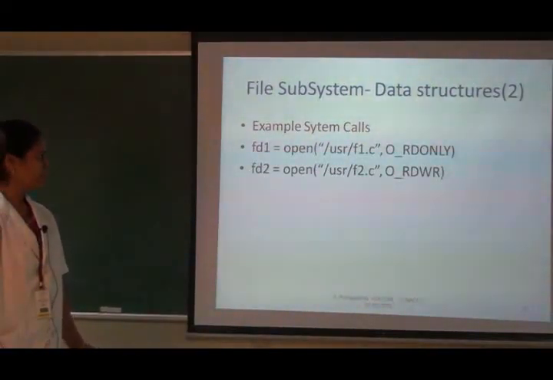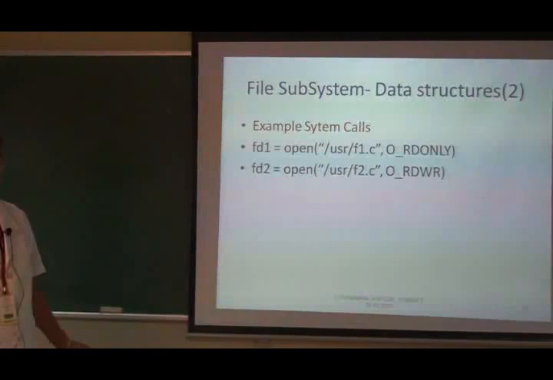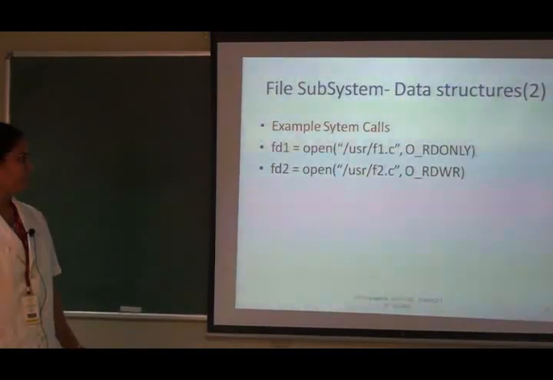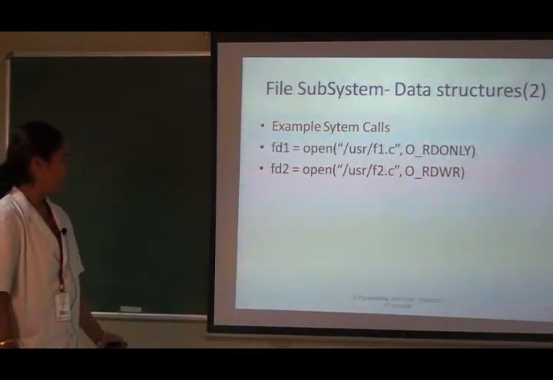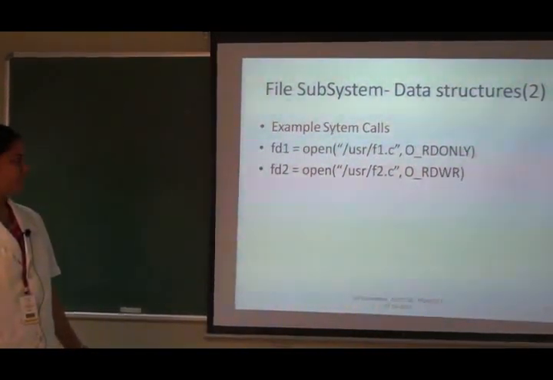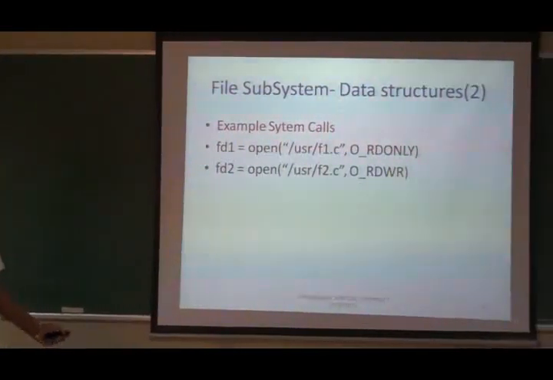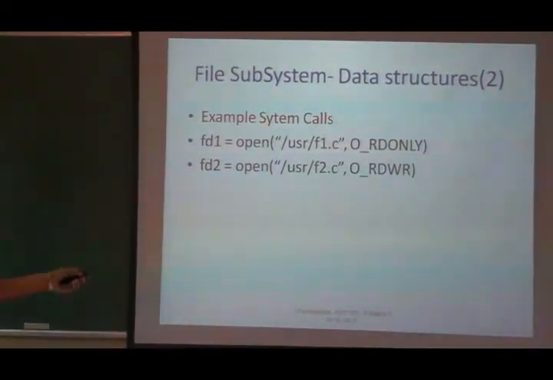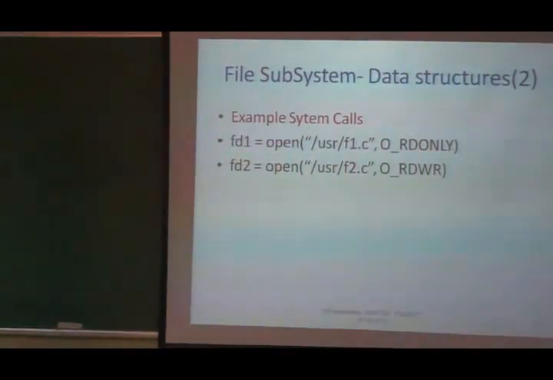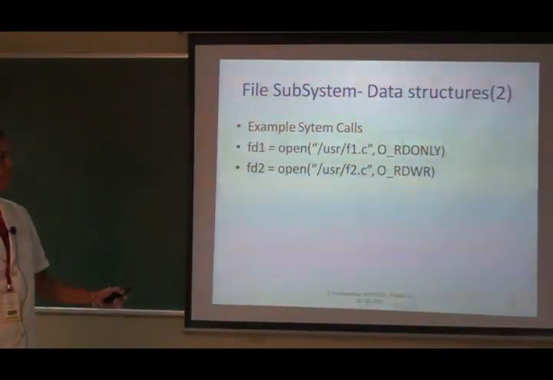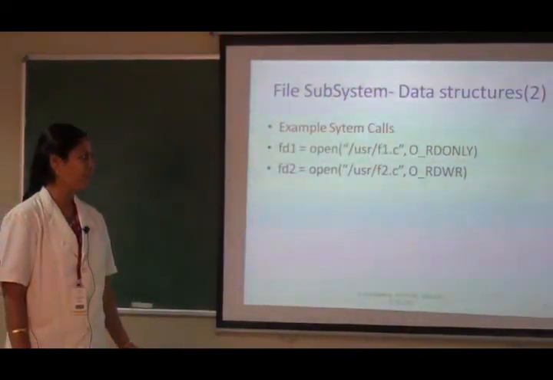The example system calls for handling the file system data structures are fd1 = open("/user/f1.c", read only mode) and fd2 = open("/user/f2.c", read write mode). For handling these two system calls, we will see how the data structures are used. The first file is f1.c, it returns the descriptor fd1. The second file is f2.c, it returns the file descriptor fd2. The first file is opened in read only mode, the second file is opened in read write mode.